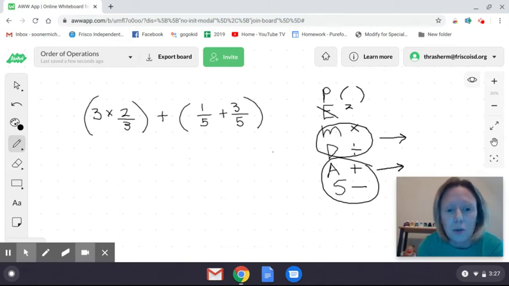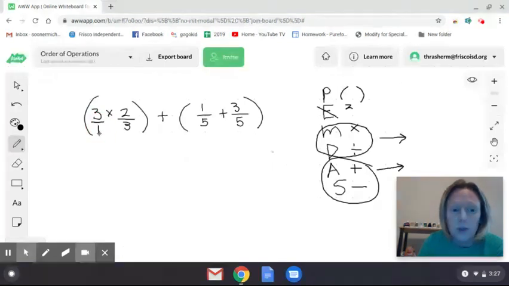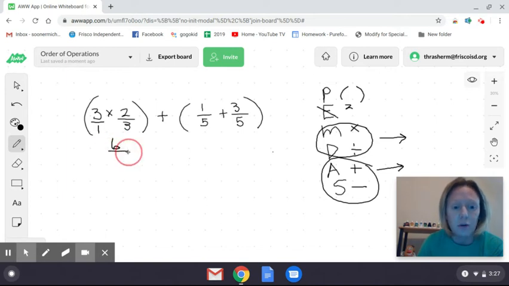Now let's look at an actual problem. In this problem, I see that I have two sets of parentheses. So I would go from left to right with those parentheses. I'm going to solve the one on the left first. 3 times 2/3. So if you think back to when we multiplied with fractions and whole numbers, I know that I need to put a 1 underneath the 3 and then multiply straight across. 3 times 2 is 6. 1 times 3 is 3. And then I can reduce that down to simplest form. 6 divided by 3 is 2.